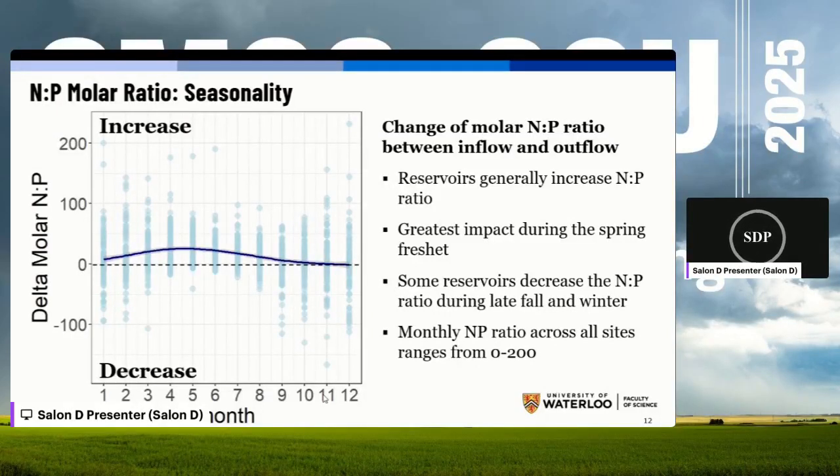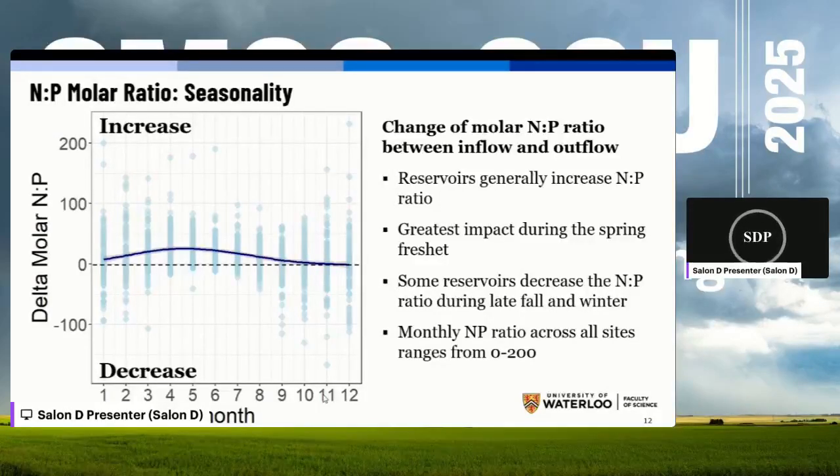Normally we would expect that during the freshet your nitrogen to phosphorus ratio would drop as your amounts of phosphorus rise with the runoff. However, when you introduce a dam, you retain that. So we have an overall impact of seeing higher nitrogen to phosphorus ratios during that spring.